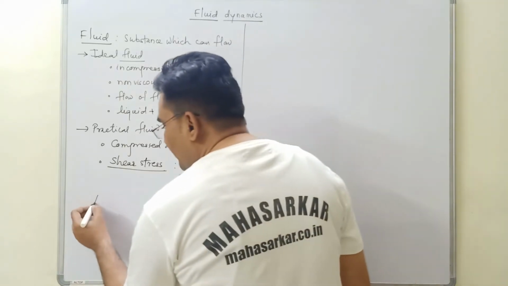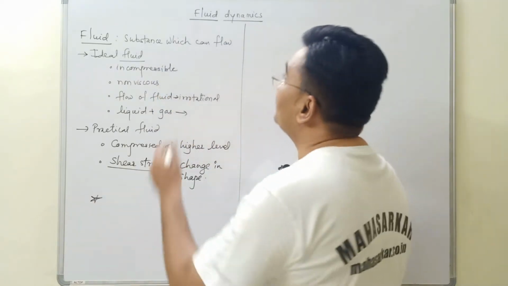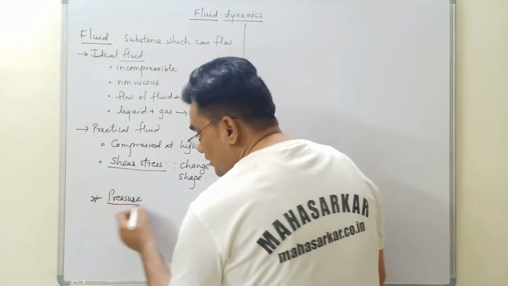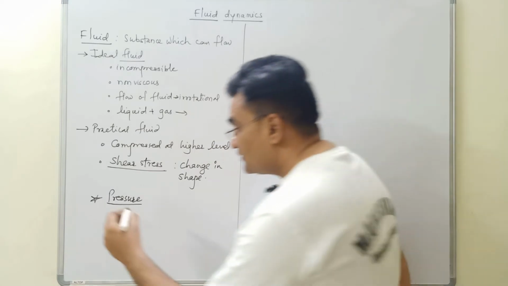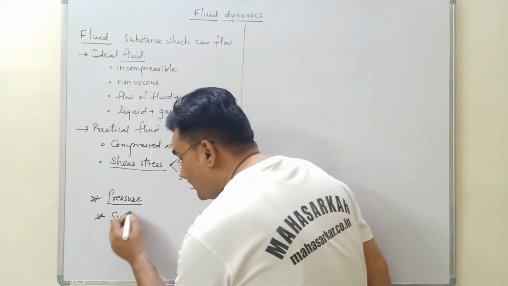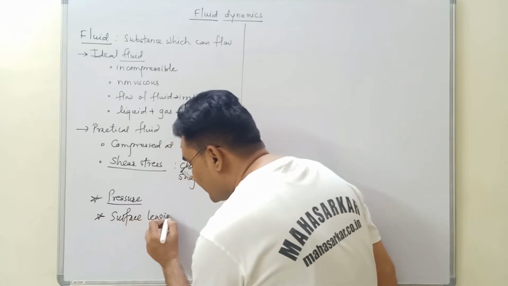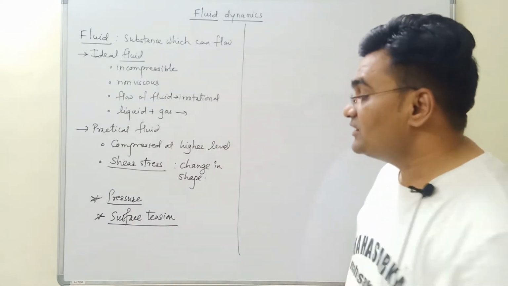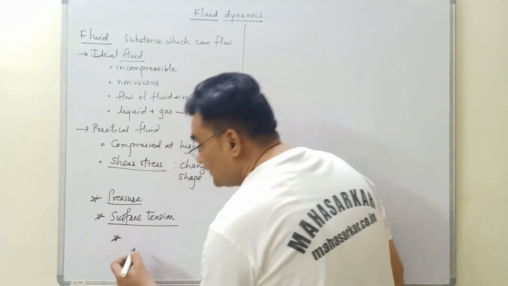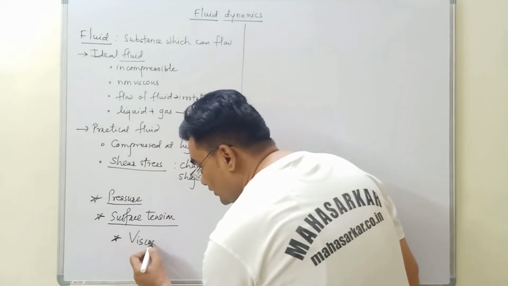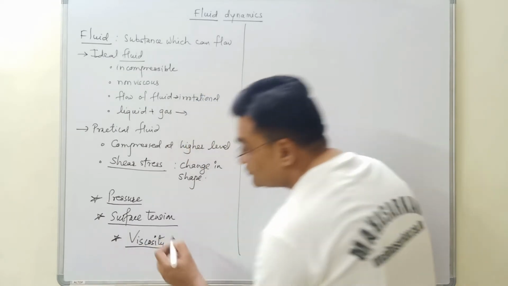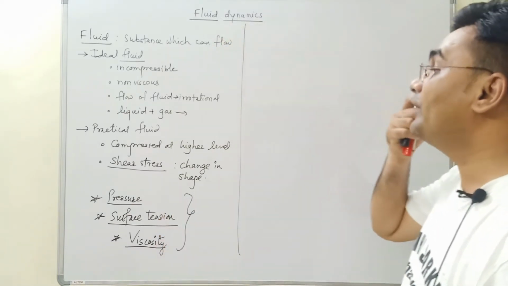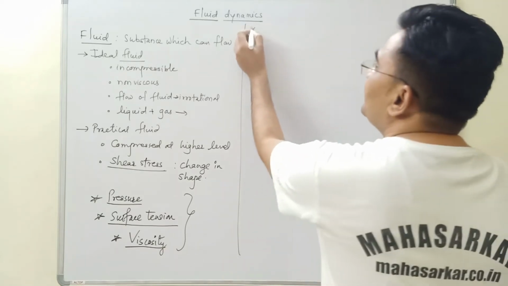When we discuss fluid, some important properties that we are going to learn in this lesson are: the first property is pressure. Then the second, but very important, property is surface tension. And the third important property that we are going to deal with in the lesson is viscosity. All these three properties combined will be considered as fluid dynamics.